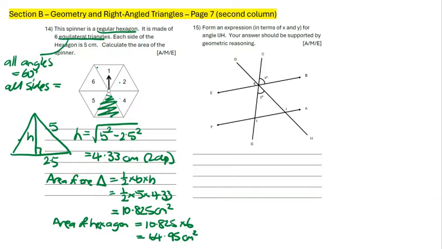Question number 15. Form an expression in terms of x and y. So I just want to know what that means. An expression means your answer is going to be a bit of algebra, and there's going to be some x's and y's in your algebra. So we're not going to be able to say the answer is 20 degrees. We're going to say it's something to do with x and y. So that's our end goal.